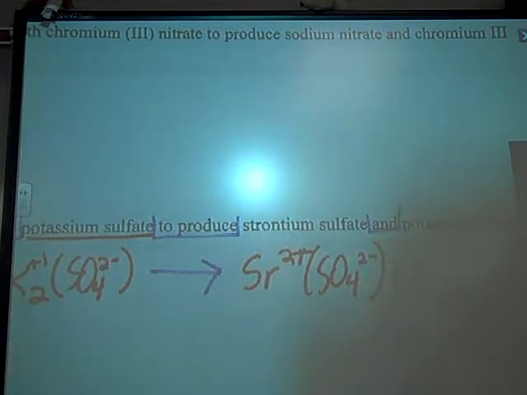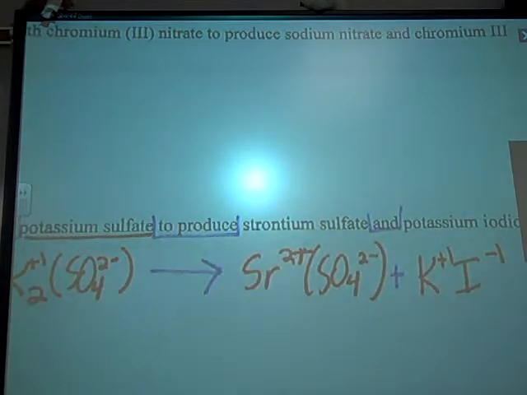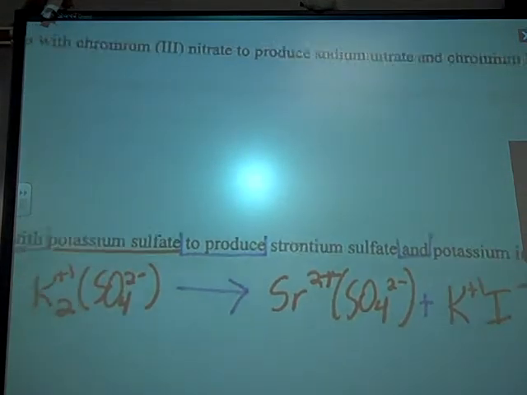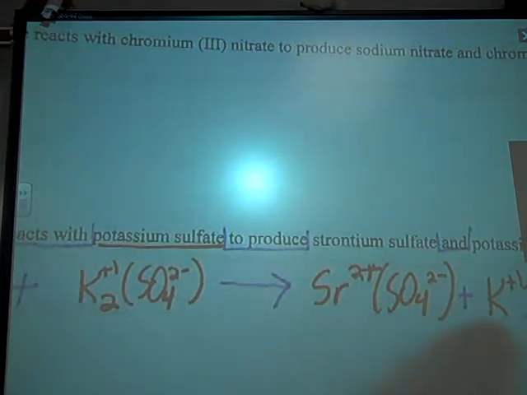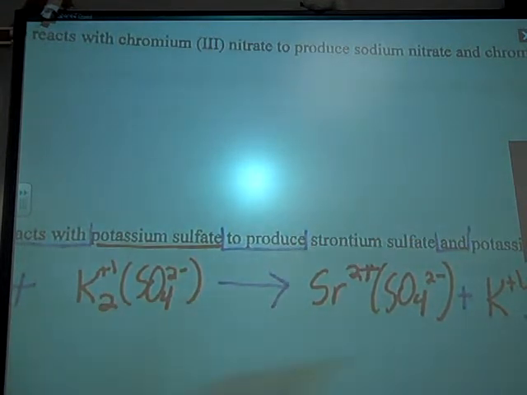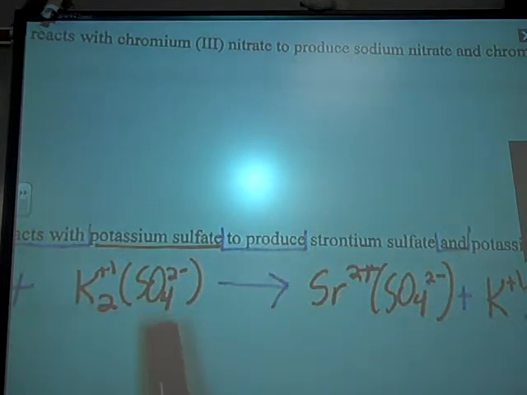Potassium iodide, K plus 1, I minus 1. 1 minus 1 equals 0. So again, notice my 2 on my K did not cross the arrow. That is not part of a poly. That 2 does not get to come. The 4, however, SO4, you can find that on your ion sheet. It actually says SO4. So that one gets to come.